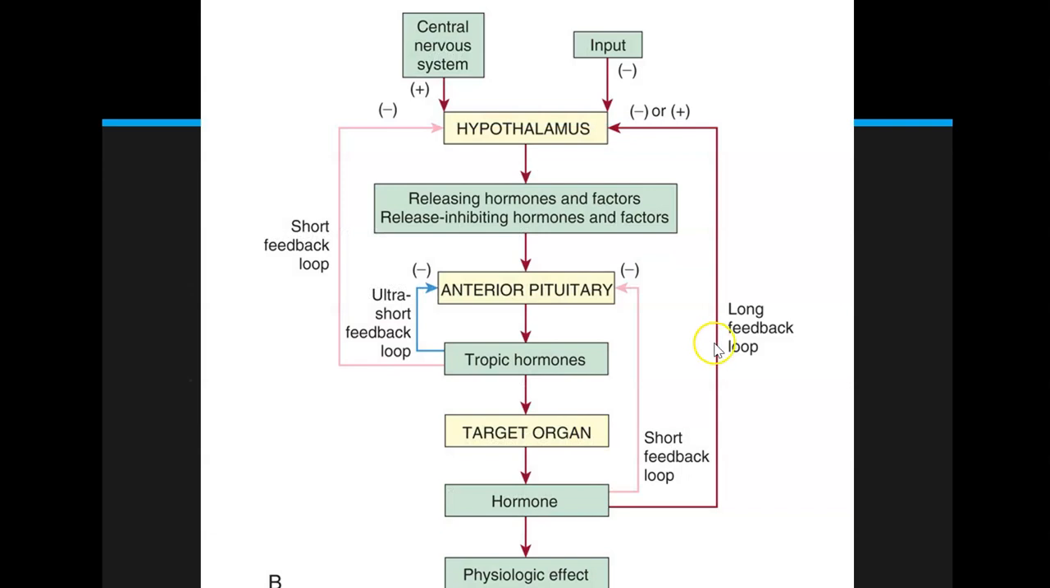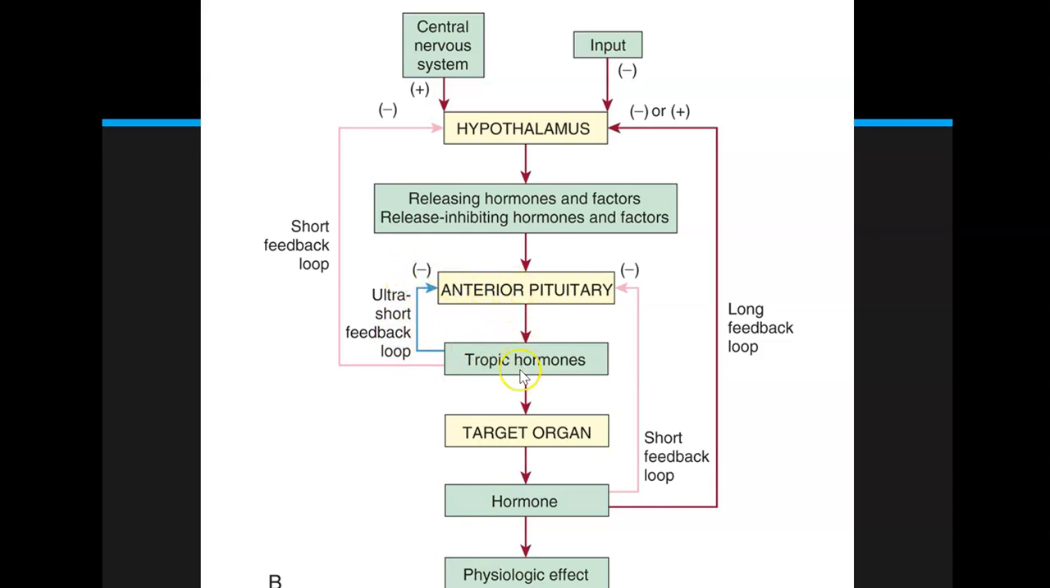So here again is all of it put together. We have the central nervous system and a certain input. The central nervous system can positively influence the hypothalamus to start releasing something. It either sends a signal or a releasing hormone. Let's say we're going to use that for the anterior pituitary. So it sends a releasing hormone to the anterior pituitary. The anterior pituitary then releases a tropic hormone. As it releases that, there is a short feedback loop that tells it, okay, this has been released, so quit sending the signal, basically. That's what that negative feedback loop says.